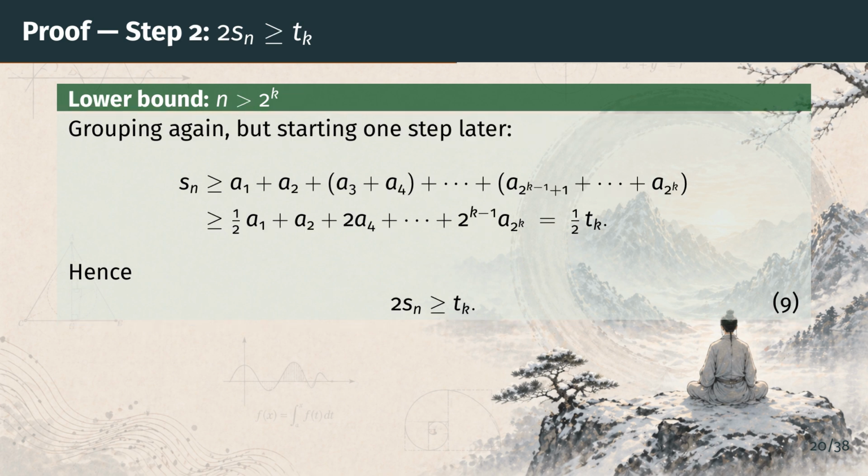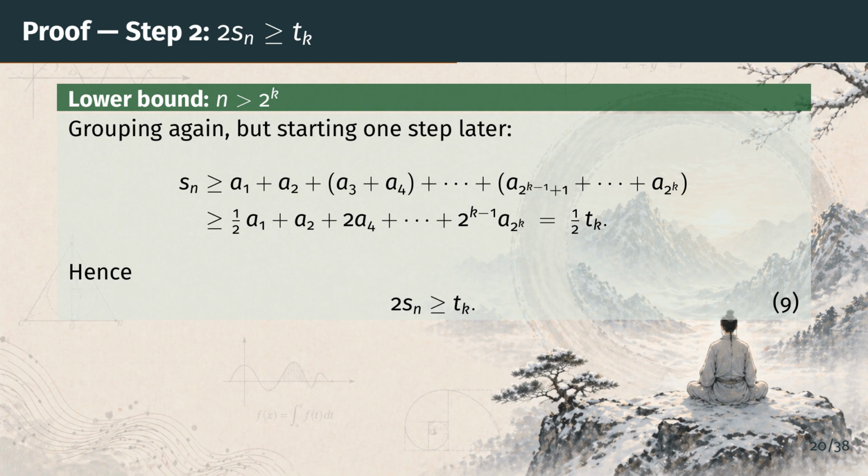Step 2 is the matching lower bound. Now choose n larger than 2 to the k. Group the first n terms into blocks of lengths 1, 1, 2, 4, all the way up to 2 to the k minus 1. This time, the smallest term in each block is its last term, so the block sum is at least its length times that last term. After this step, we have a raw lower bound of a sub 1 plus a sub 2 plus 2 times a sub 4 plus 4 times a sub 8, and so on.